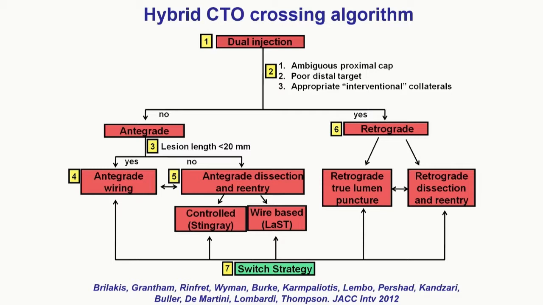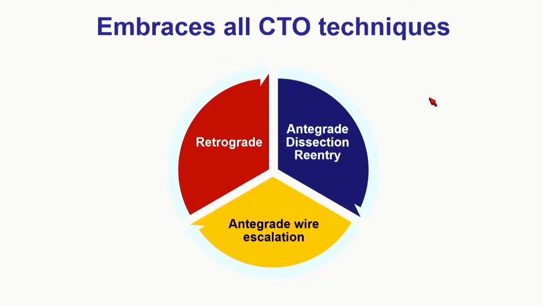Number 3, how is the distal vessel? Do you have a good distal vessel, or is the distal vessel in poor quality? And number 4, do you have interventional collaterals? Now, in the periphery, this can probably be, do you have pedal access? It's slightly different, but these are the basic techniques.